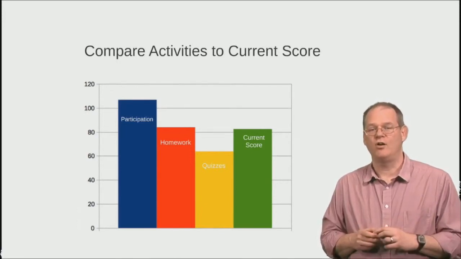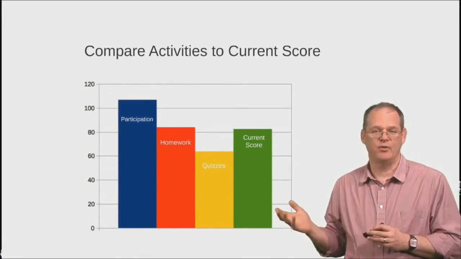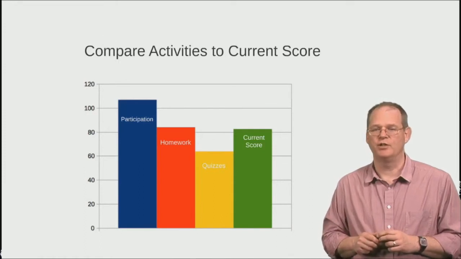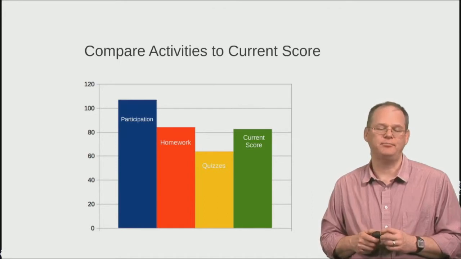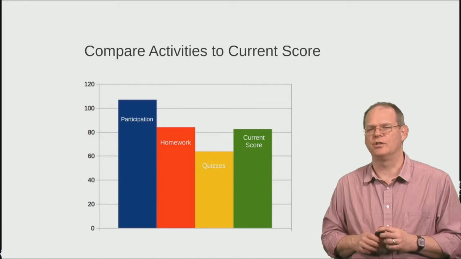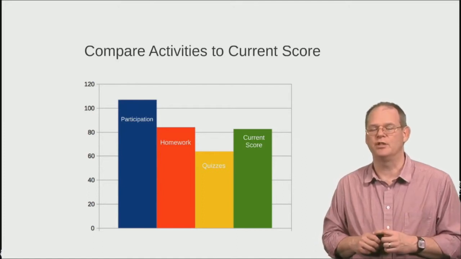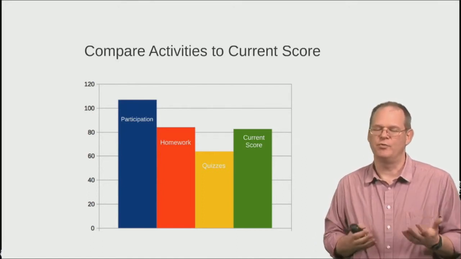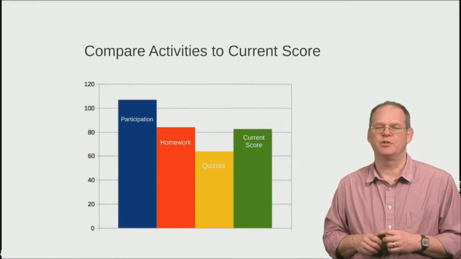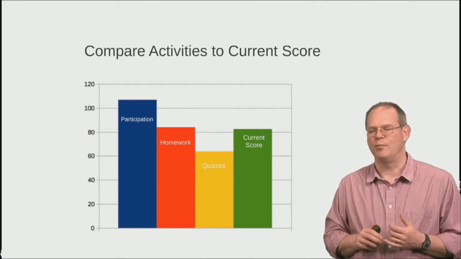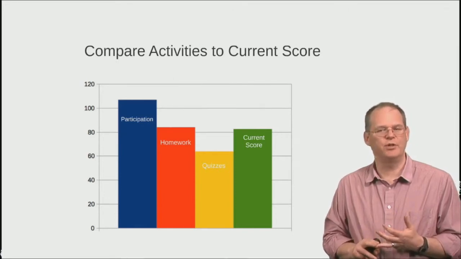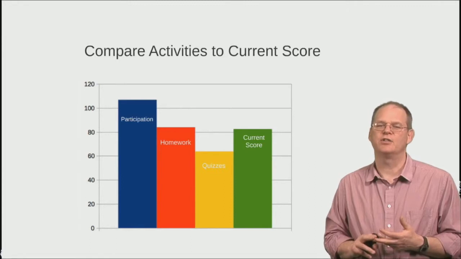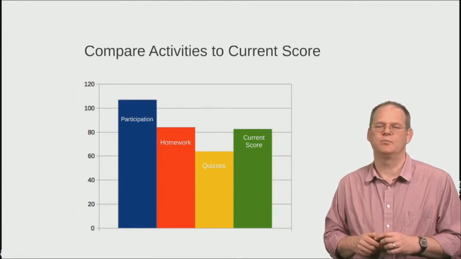So here are 3 grading categories. You can call them participation, homework, and quizzes, and then the student's current score that they're getting in the classroom. And you can see the quizzes are quite a bit lower than current score or homework, about 20 points lower. So that might cause you to wonder, what's going on with quizzes that are making them so difficult for students? Are my questions and my quizzes matching up with the work that I'm asking them to do in homework? What's going on that's causing them to score poorly in this particular case?